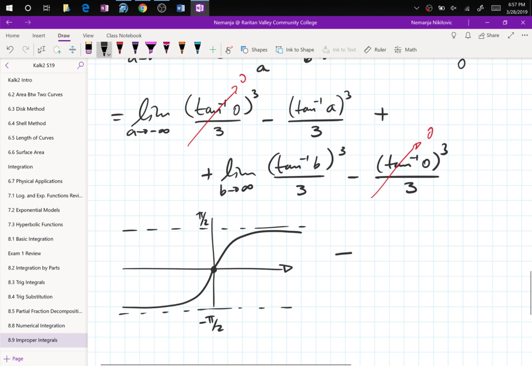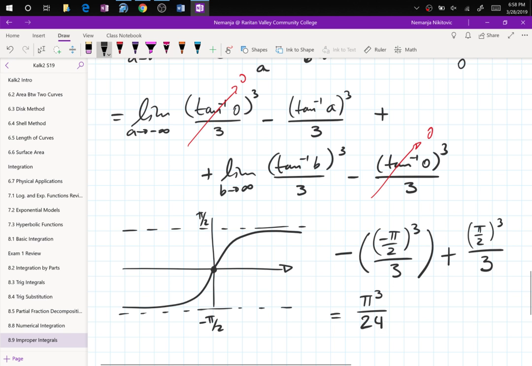So this is negative pi over 2 cubed over 3 plus pi over 2 cubed over 3. There we go. So now this is positive because you have 3 negatives and a negative on the outside, so that's 4 negatives. So you have your pi cubed over 8 times 3, 24, plus pi cubed over 2 cubed is 8 times 3, 24, for a total of 2 pi cubed over 24, which is pi cubed over 12.